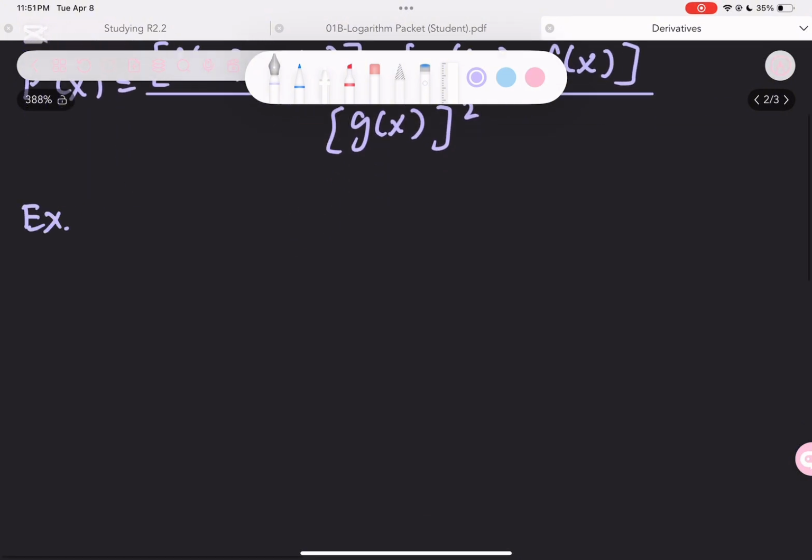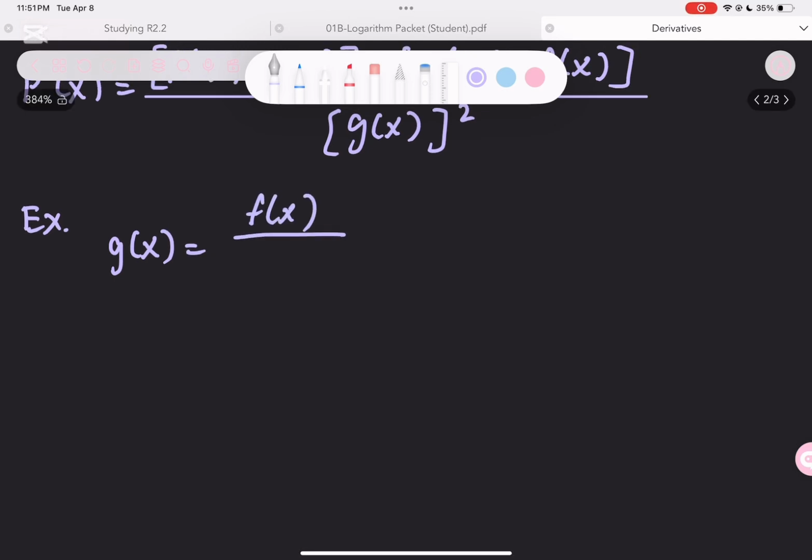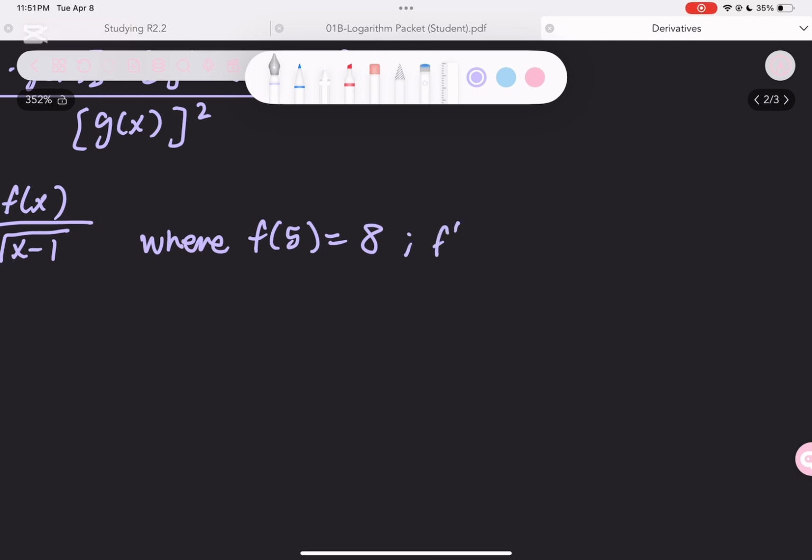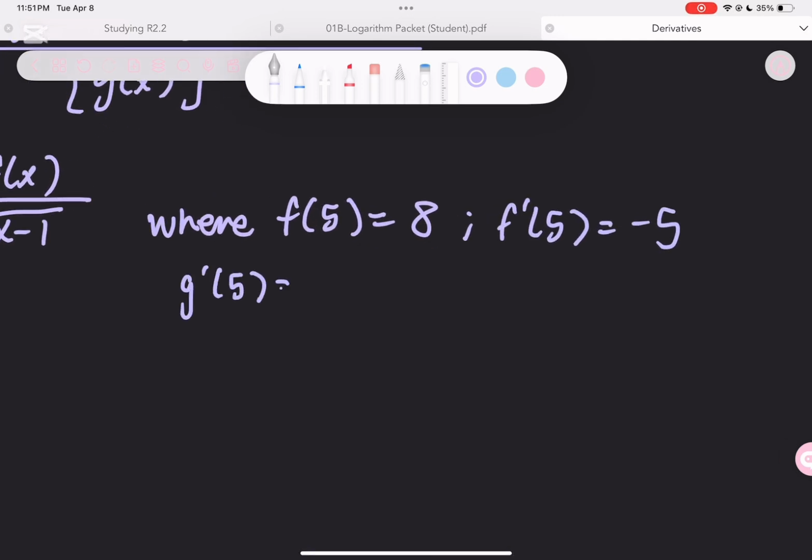So say you take an example here. Say you have g of x is equal to f of x over root x minus 1. Oh, I guess this isn't really a super simple question, but it's fine. You can do it. You have that function where f of 5 is equal to that, and f prime of 5 is equal to negative 5. And then you want to find what g prime of 5 is.